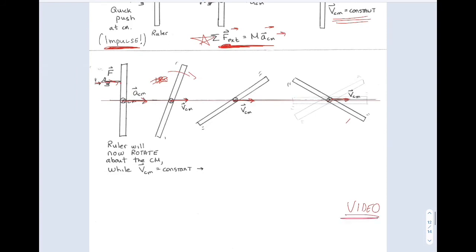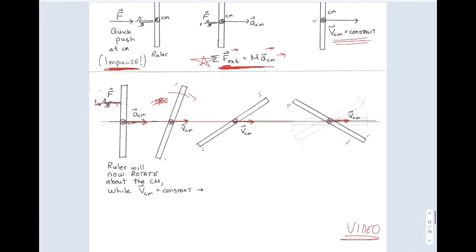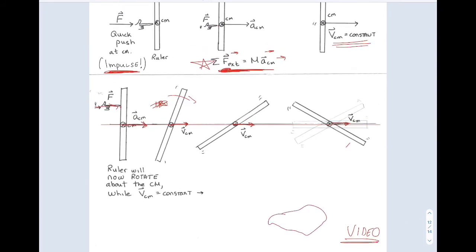So I'm actually going to show you a video on that where I have an irregular shaped object. The center of mass is over here. You exert a force on it, and that center of mass is going to move in a straight line while the rest of the object keeps rotating.